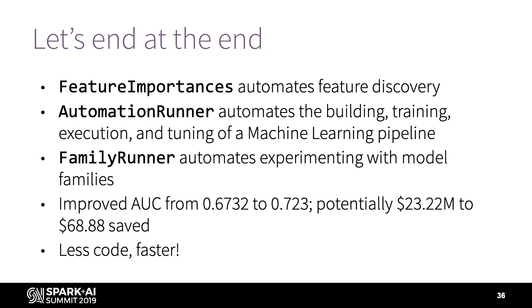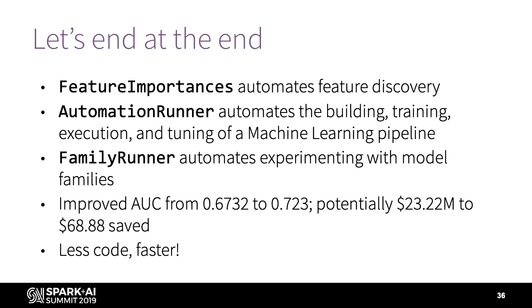So let's end at the end. To recap, from the model building experience, the feature importances automate feature discovery and take some of the EDA out of the monotony of data science work. We have the automation runner, the module that helps build, train, execute, and tune your machine learning pipeline, and also helps review metrics, because it's all logging to MLflow. And then we talked a little bit about the family runner, which helps automate the process of building several different families of machine learning models all at one time.